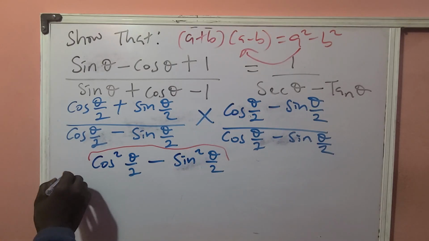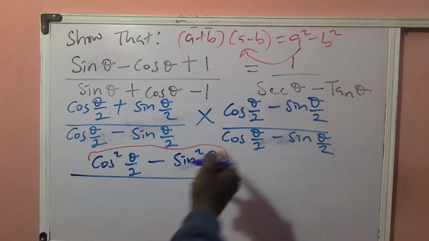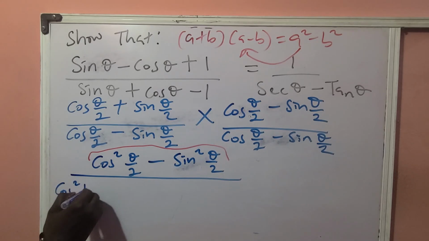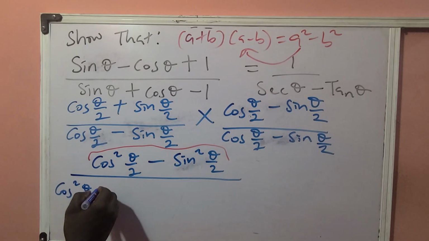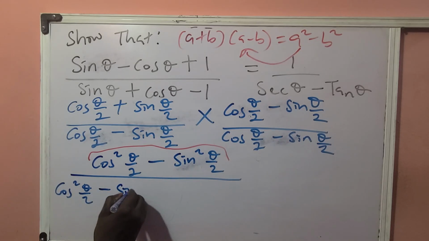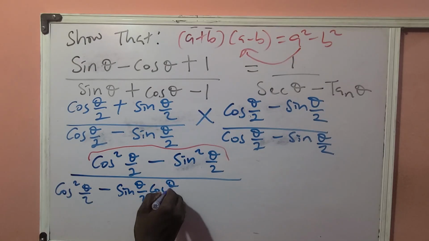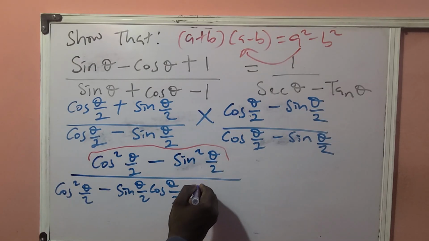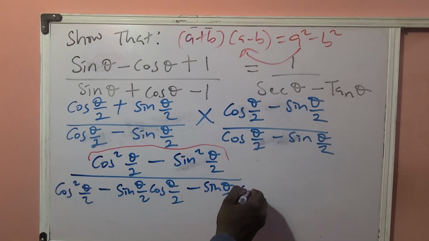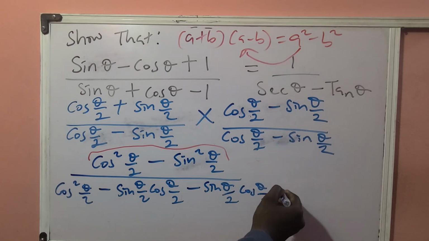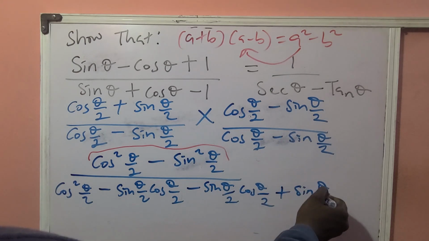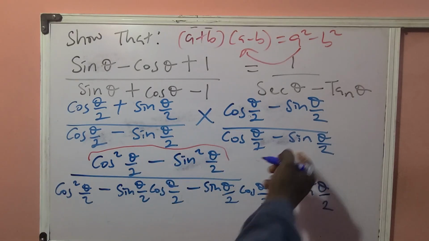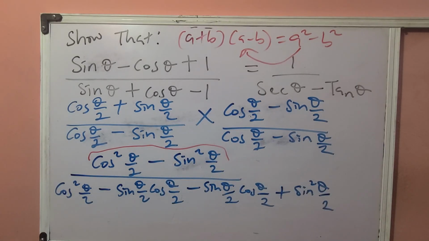Now, if we decide to multiply the denominator, this times this obviously will be cos squared theta over 2. This times this will give me minus sine theta over 2 cos theta over 2. This times this will also give me the same thing, minus sine theta over 2 cos theta over 2. And this times this now will give me plus sine squared theta over 2. So if you look at this clearly, you will see that I can change my denominator. I will just be solving for the denominator alone here.